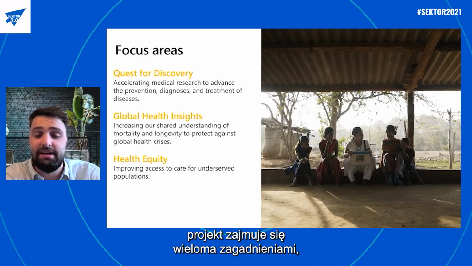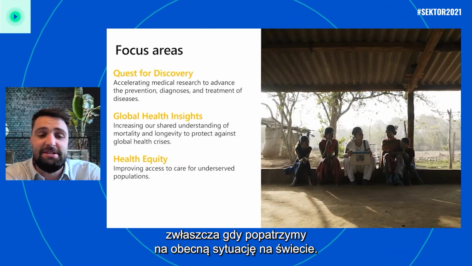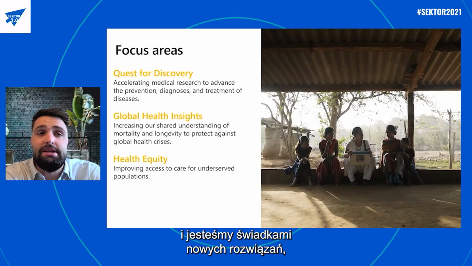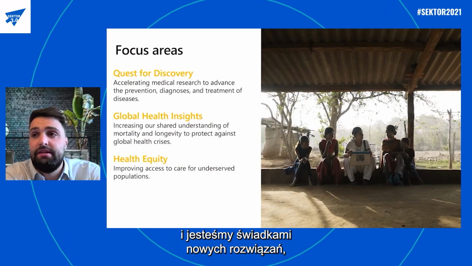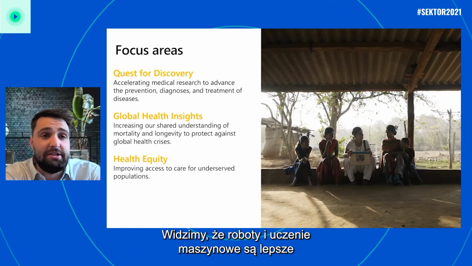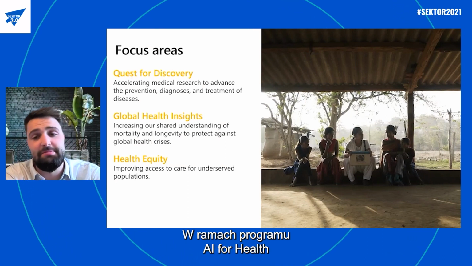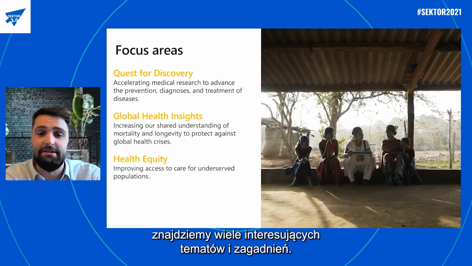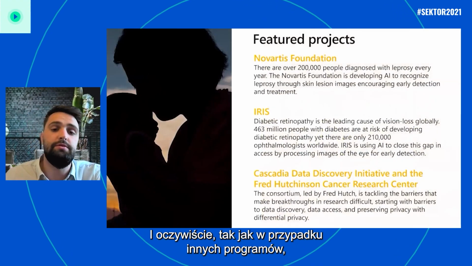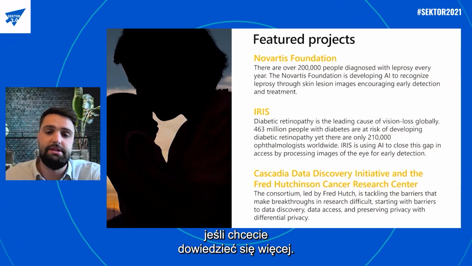There's lots of stuff here to dig into, but AI for health is super present if you look at the world situation right now, but it's also something that can develop a lot over time. And how can we see examples of robots creating the first cut in an operation. We see robots and machine learning being better to diagnose cancer. So there's lots of topics within AI for health that you guys can look into as well, if this one is interesting to you. And of course, like the others, I've brought a few featured projects that you can look into if you want to know more. They're here, and the links will be shared afterwards.